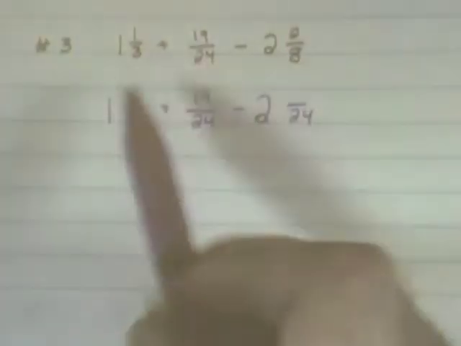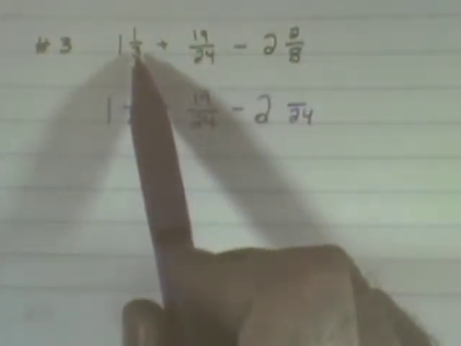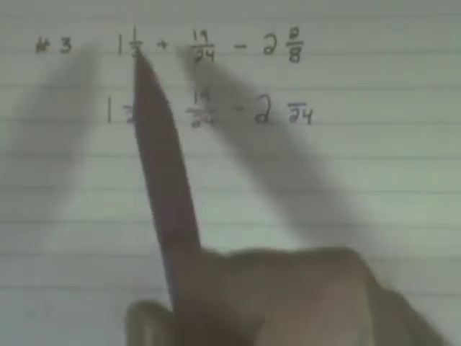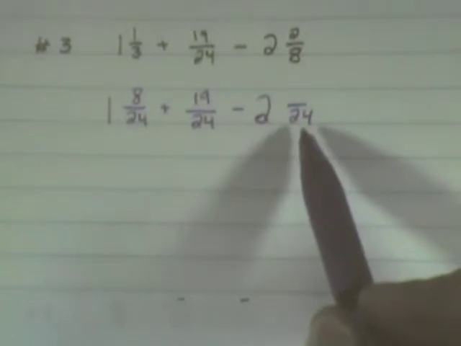I need to transform the numerators, and so I'll look at the 3. I ask myself, 3 goes into 24 how many times? 8. And so 8 times 1 makes the numerator 8. In a similar fashion, when I look at this third mixed number, I ask myself, 8 goes into 24 how many times? 3. 3 times 2 is 6.